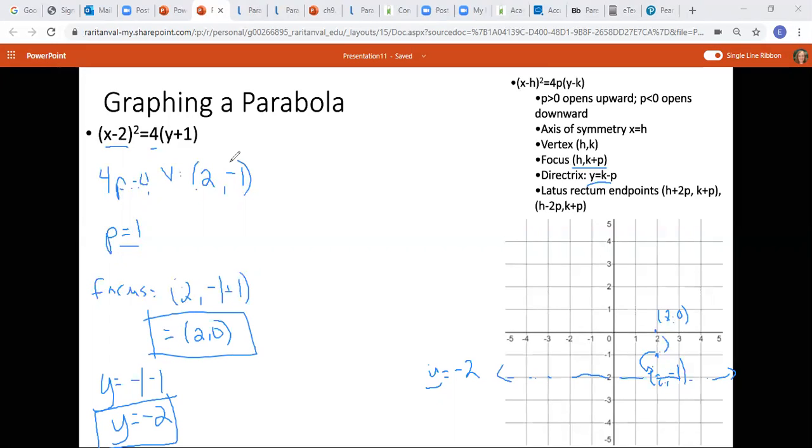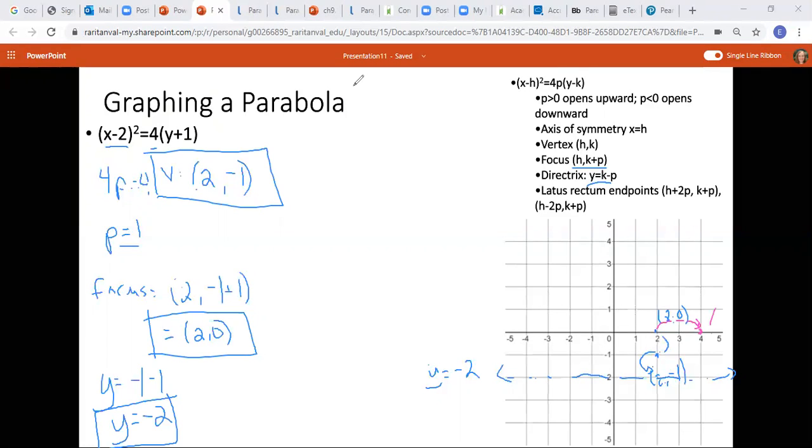And we had our vertex here at 2, 1. Okay, so now we want to find the endpoints of our lattice rectum. And I'm just going to do this in pink. So we need to move 2p from our focus. So if this is our focus, we're moving 2p, which is 2. So we're moving to here.